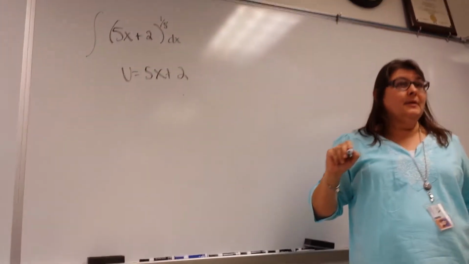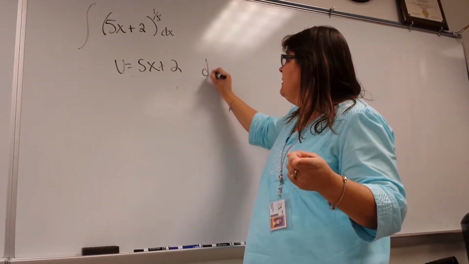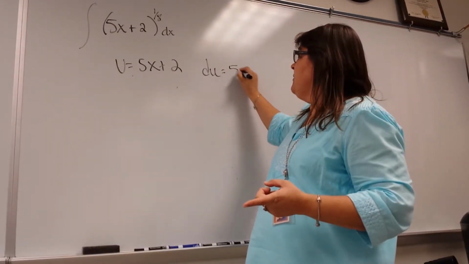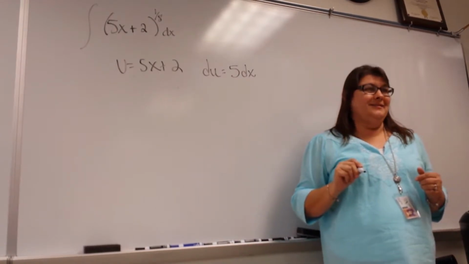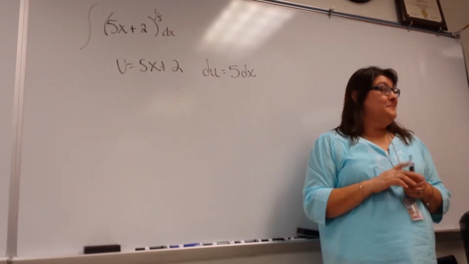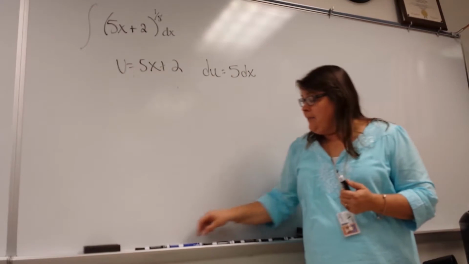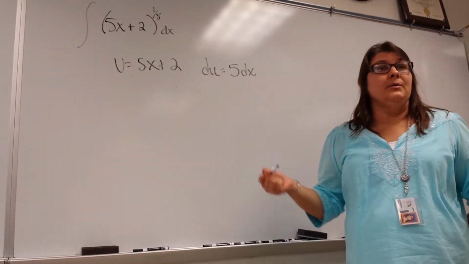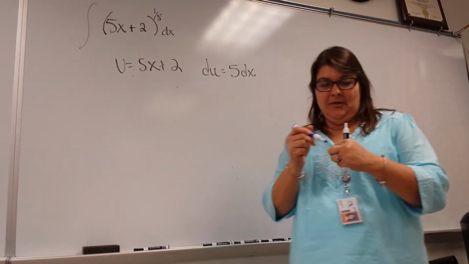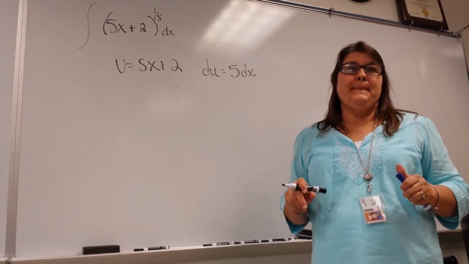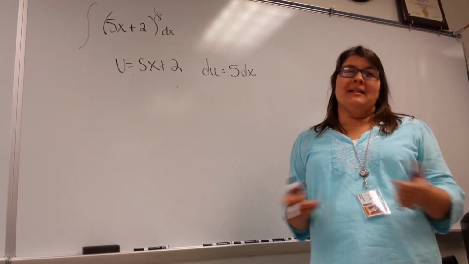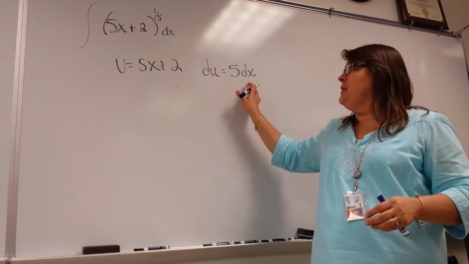Cool? So du is, you guys agree, 5 dx with respect to x. And then you have to put 5 in that and 1/5 on the answer. So now I'm going to rewrite this whole thing in terms of U. You seeing it? I'm relating the exponent to the outside. That's exactly right. And I see where you're at, but that's why I wanted to show you.